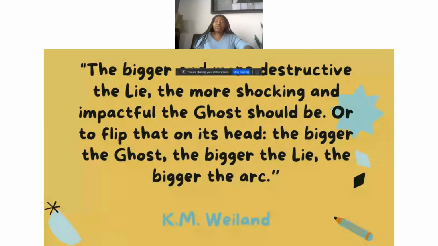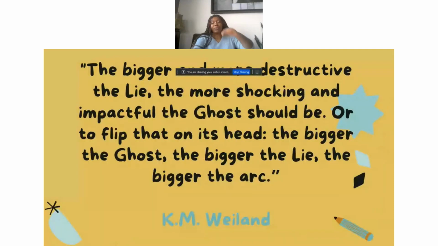So if you want your character to have a huge transformation, which by the way, you don't have to. How much your character transforms, how damaging his lie is, all that is up to you as the author. But if you want your character to have a really big dramatic arc, and a huge transformation from beginning to end, you should give them a big ghost, like something really bad that happened, a big lie, a really distorted view of the world, and therefore they will have a bigger arc.